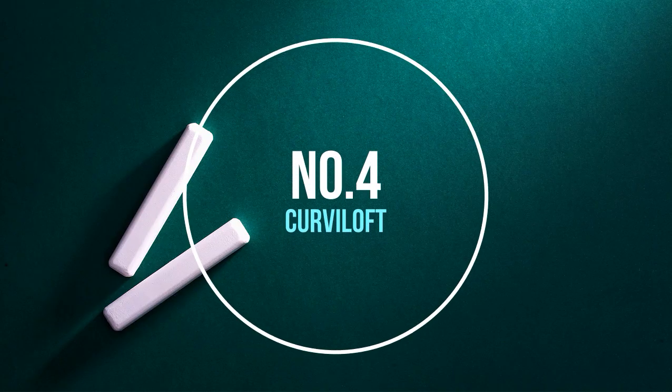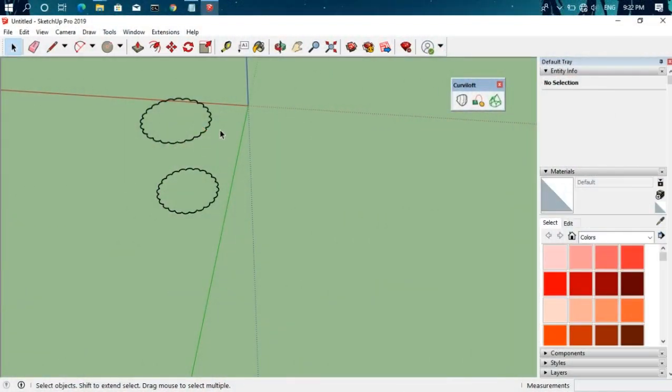Number 4. Curviloft. This tool allows you to extrude between 2 different profiles. Curviloft lets you do 3 basic operations.